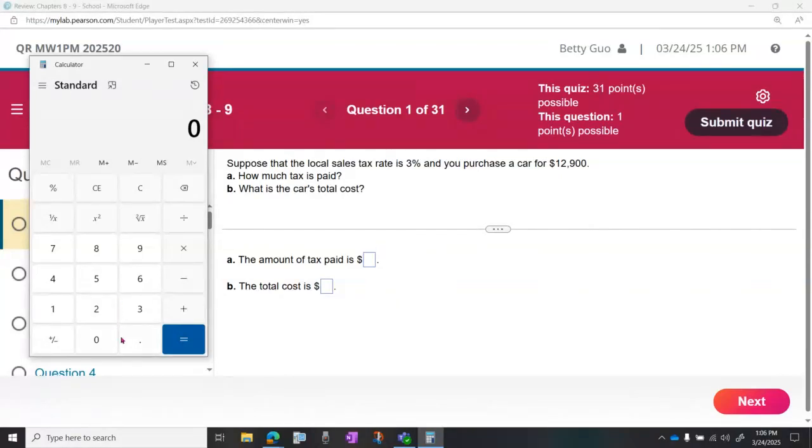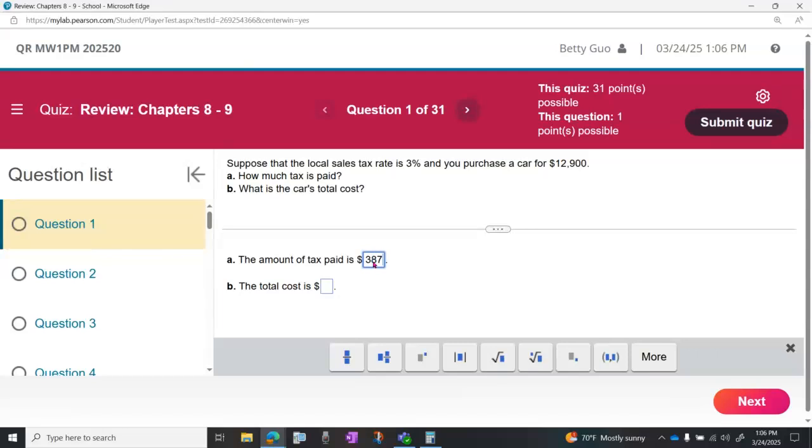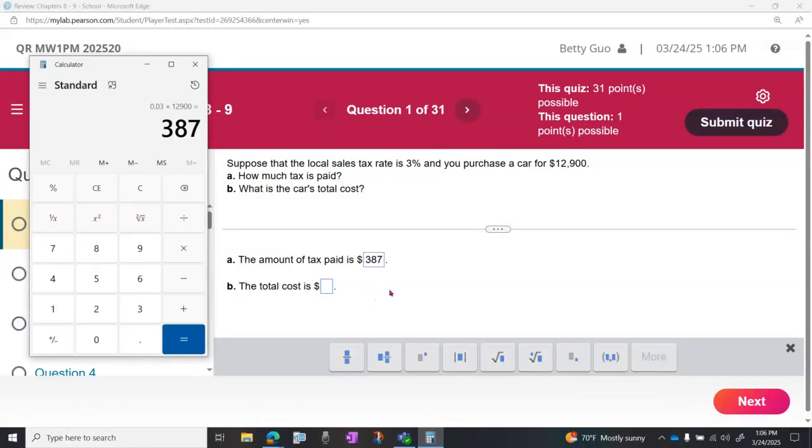3%, 3 divided by 100 is 0.03. 3% times the price of the car, 12,900. So the sales tax on the car is $387. That's part A. Part B, the total cost. Total cost is the addition of the price of the car and the sales tax. So we add the $387 on top of the price of the car, $12,900. 13,287.